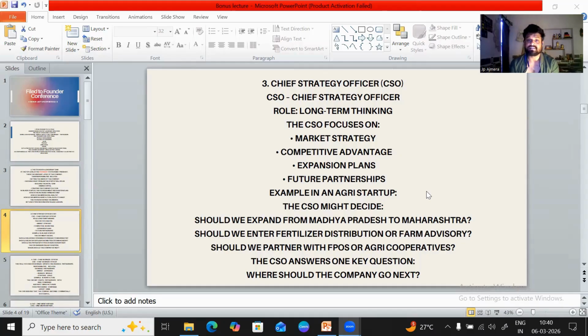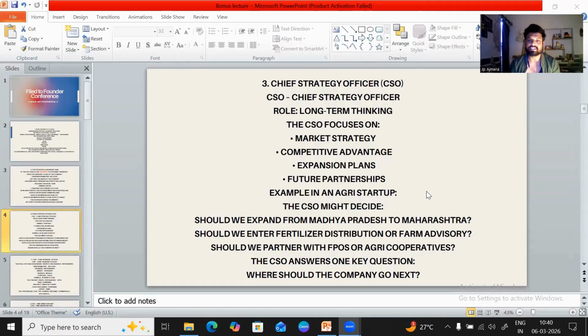In the case of agriculture, the CSO might decide: should we expand from Madhya Pradesh to Maharashtra? When the company expands, the CSO will have the plan for scaling from one state to another. That is the CSO's role in the company. Should we enter fertilizer distribution or farm advisory? If you are a venture working on pesticides and now you want to enter fertilizer or farm advisory, that is also decided by the CSO. Should we partner with FPOs or agri cooperatives?